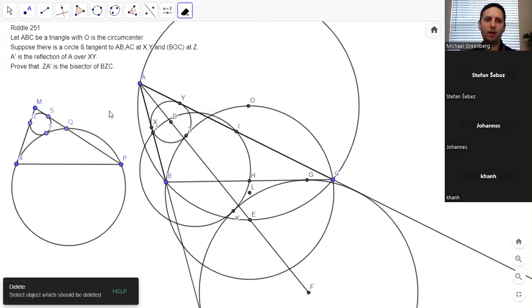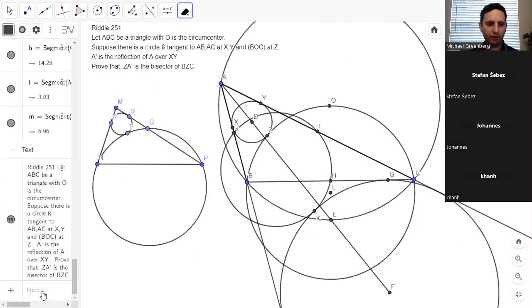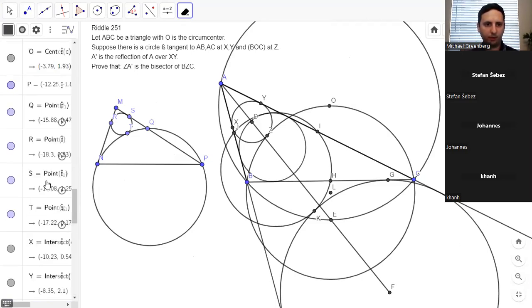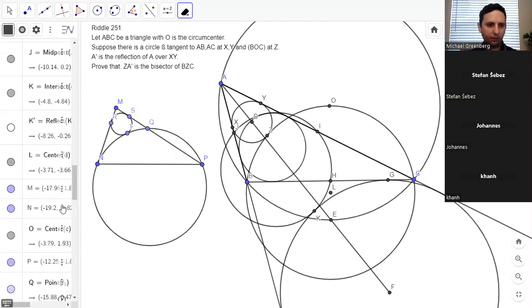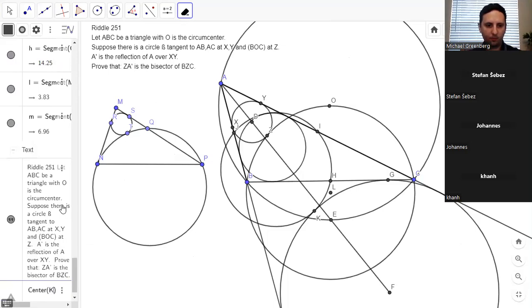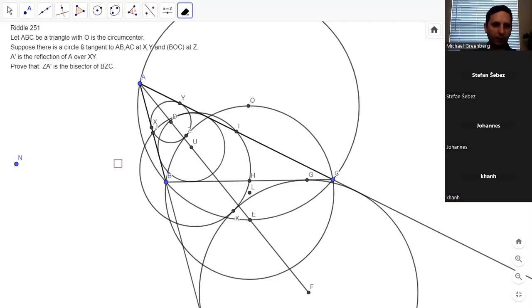But okay, let's go back to the original problem. When you call the incenter of ABC, can you label it? All right. And then let me see what it called that circle. Center of K1, U. Okay, then ZU bisects angle BZC by the Protassov lemma. So ZU bisects BZC.